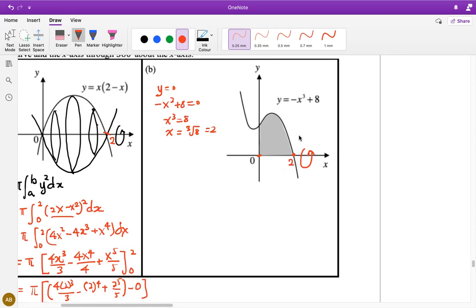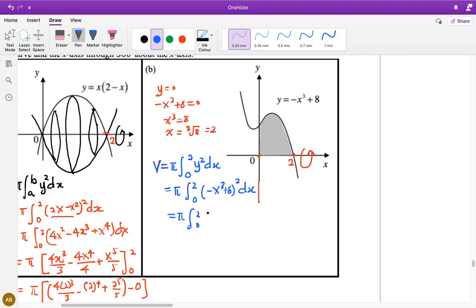What is the shape of the volume? I'll let you do it by yourself. But we know the formula: V equals pi, integrate from 0 to 2, y squared dx. Therefore, we have integration from 0 to 2 of (negative x cubed plus 8) squared dx. We expand first before we can integrate. So we get x to the power 6, then minus 16x to the power 3, plus 64. And now you can integrate.